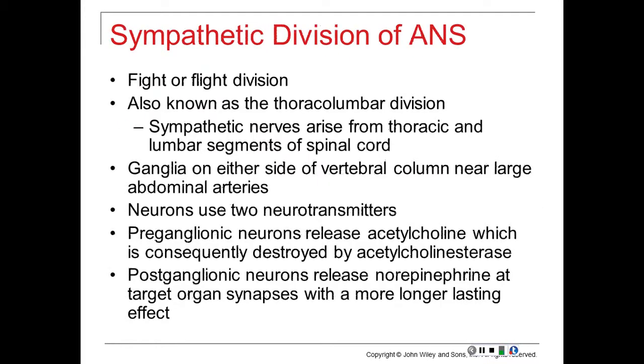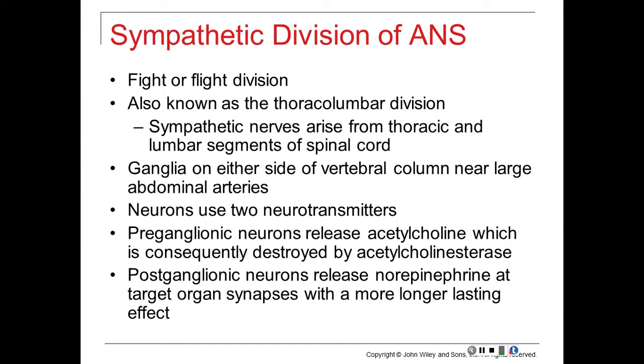So, let's get a little more detailed here. As I mentioned, the sympathetic division of the autonomic nervous system is that fight or flight response. It's also known as the thoracolumbar division because the sympathetic nerves are coming from the thoracic and lumbar segments of our spinal cord. The ganglia are on either side of the vertebral column or near the abdominal aorta or within the adrenal glands, which is not written on this slide.